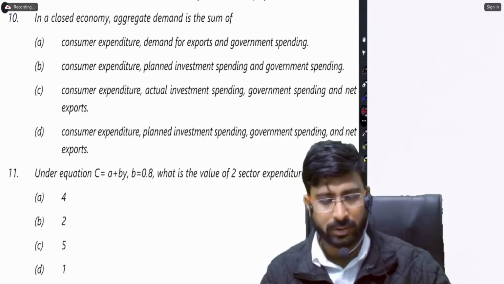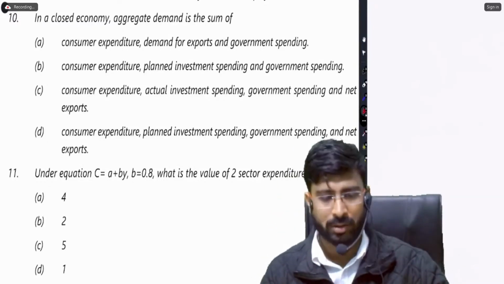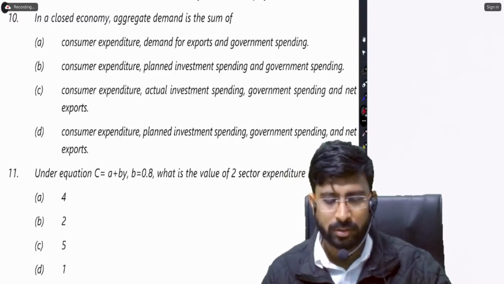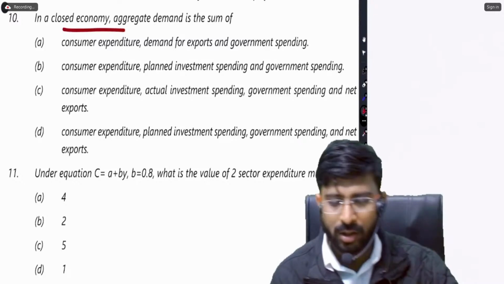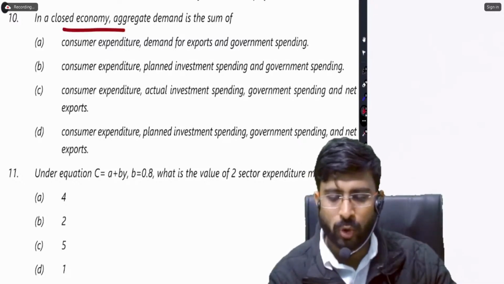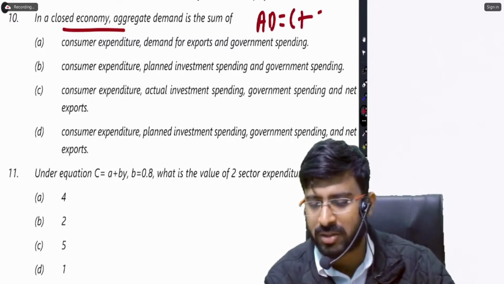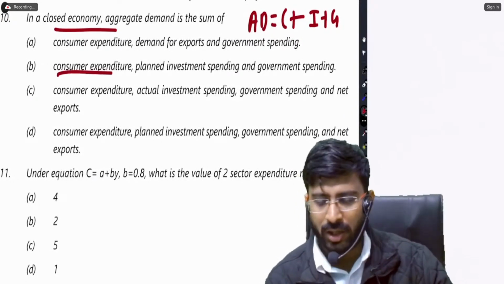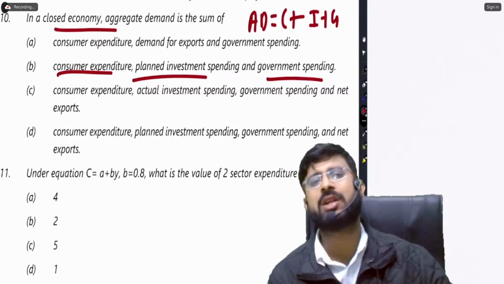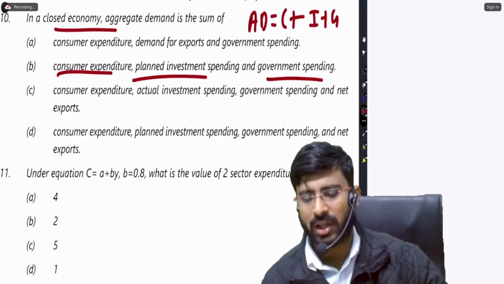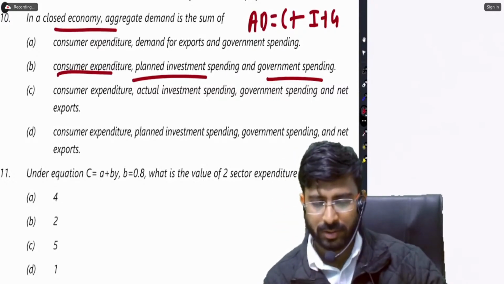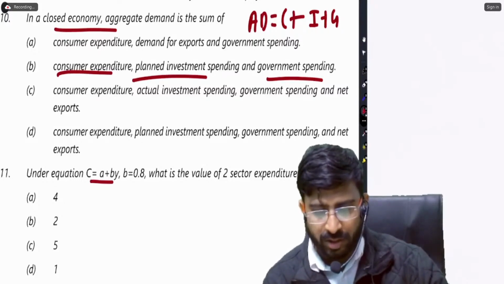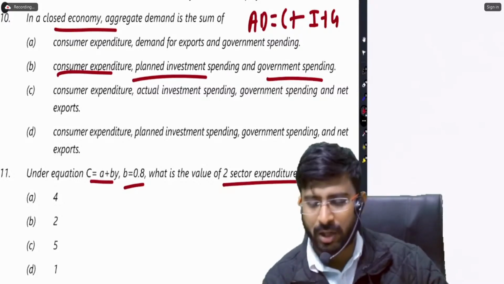Now moving on, everyone. We move on to question number 10. In a closed economy, the economy is closed. So if the economy is closed, AD is C plus I plus G. So aggregate demand is a sum of consumption expenditure, investment expenditure and government expenditure.